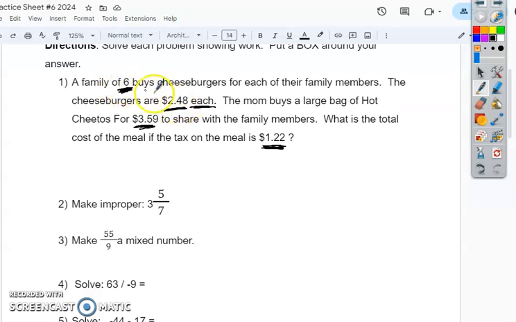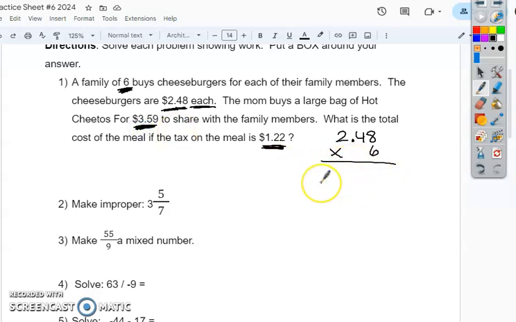if we are buying cheeseburgers and they cost $2.48 each, we're buying 6 of them, hopefully we know we are multiplying because I have to pay this each time that I purchase one, okay? But the bag of Cheetos, we only have 1 of those, okay? So your job is to multiply this, right? Then we're going to add on $3.59 to whatever you get here.